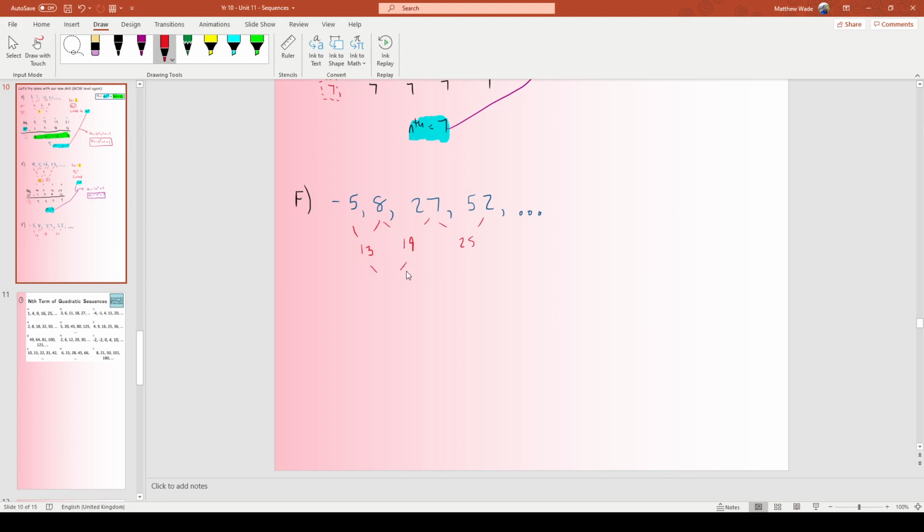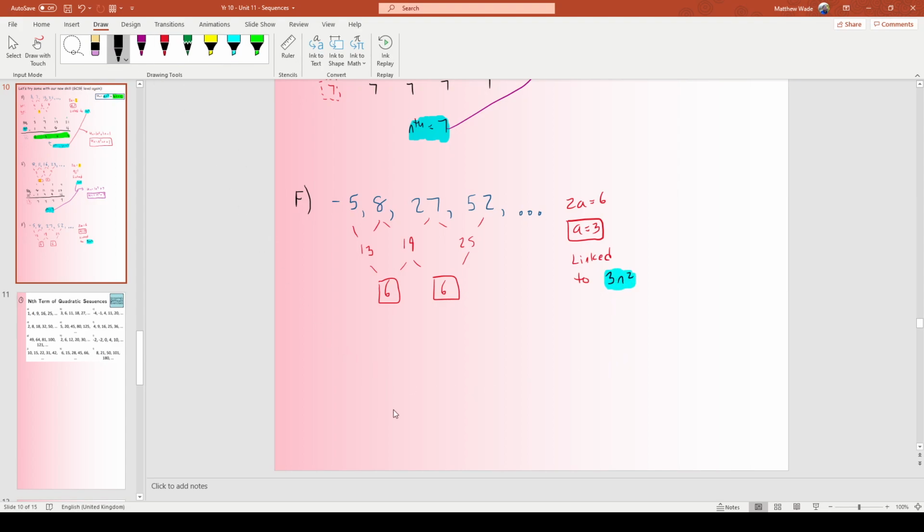Now, same deal again, second differences: we subtract buddies again, and we're hoping it's the same number. 19 take away 13 is 6. 25 take away 19, thank goodness, also 6. Which means that's our second difference, so 2a equals 6, which means that a is 3. So it's linked to 3n squared. Now this one's a bit harder, but let's do it.